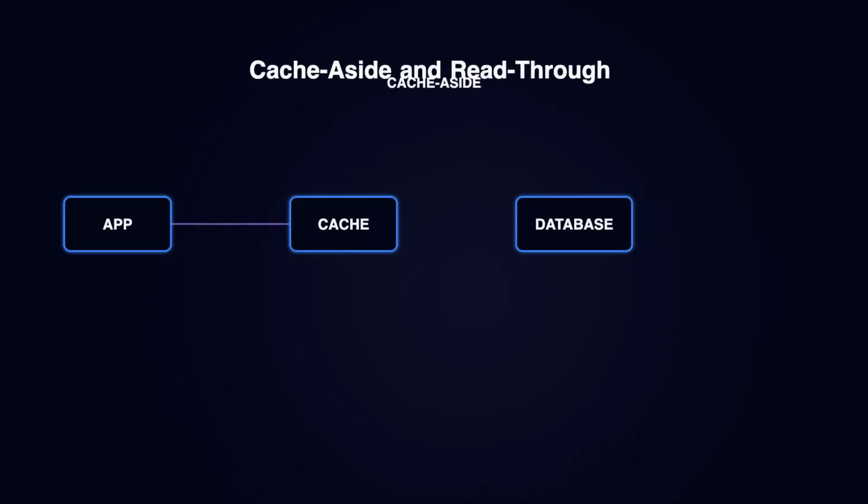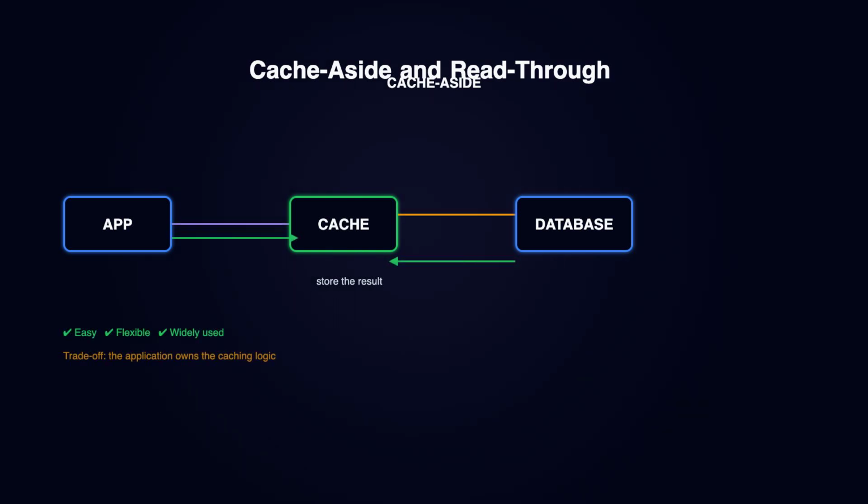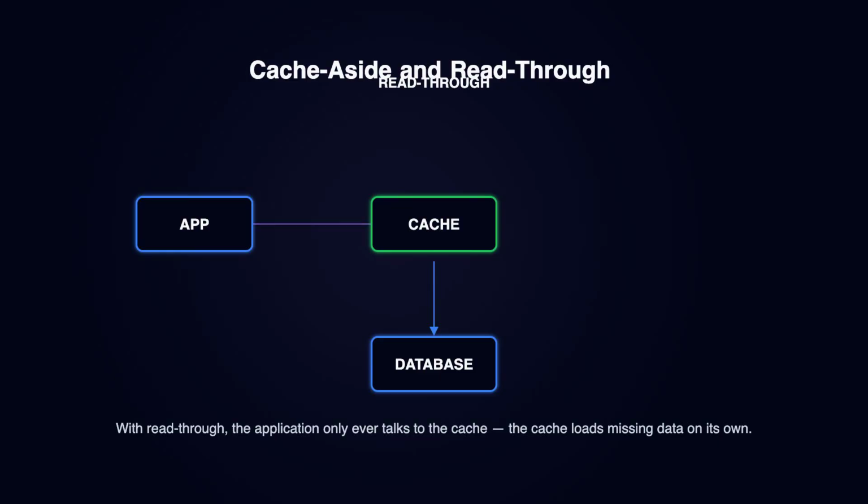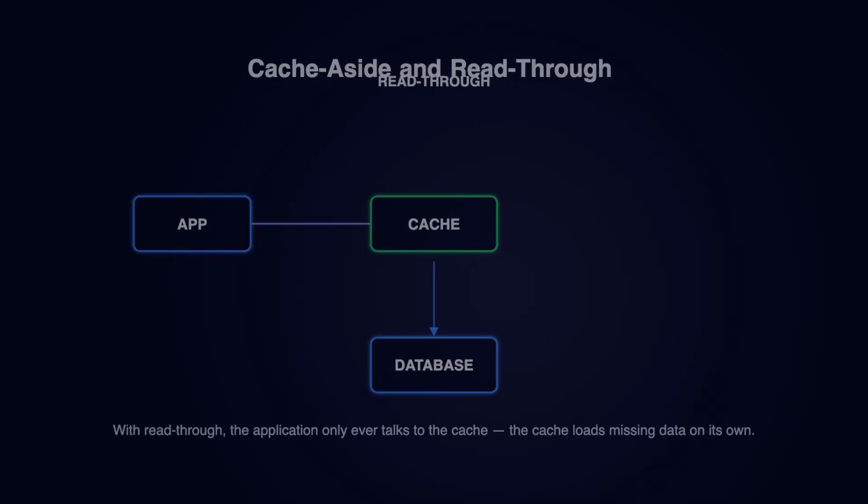Cache aside is the most common pattern. The application checks the cache first. If it's a miss, it fetches from the database, stores the result, and returns it. Future requests become almost instant. It's easy and flexible, but the application owns the caching logic. With read-through, the application only ever talks to the cache. The cache loads missing data from the database on its own.